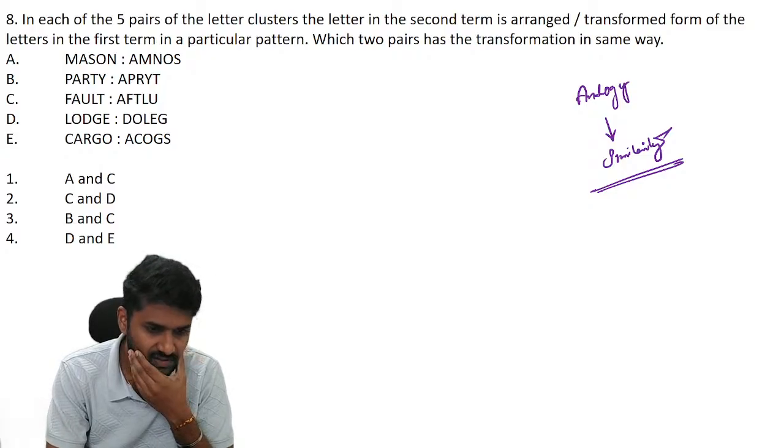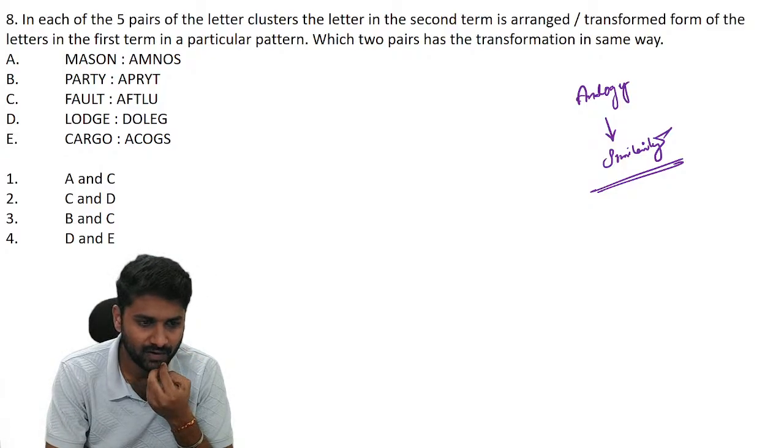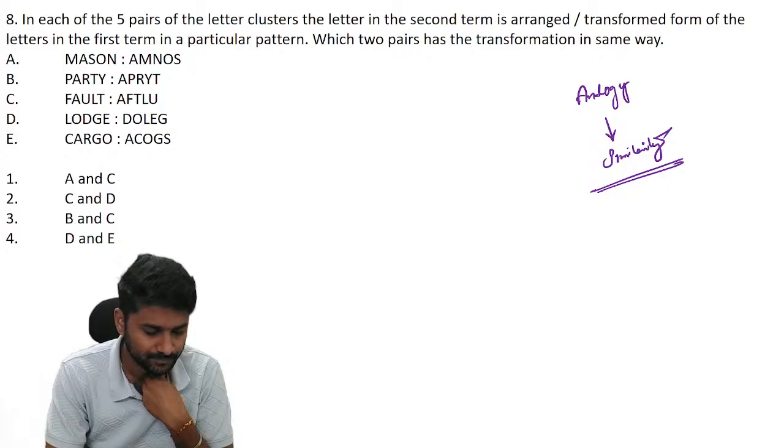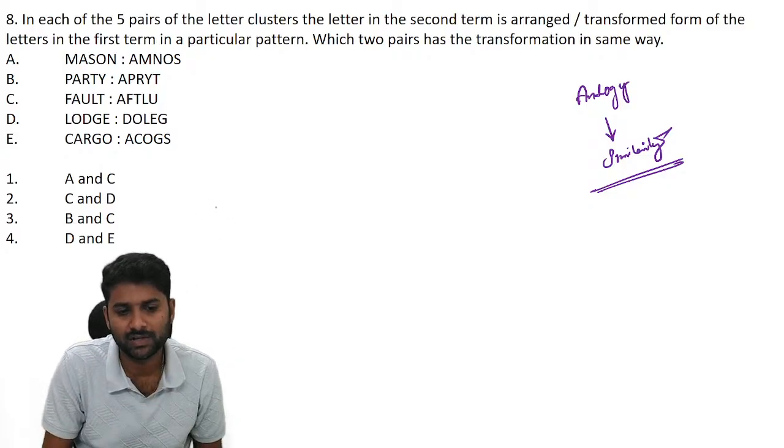Find the logic of each and every one. Definitely out of 5, 2 are similar in way. So what is the logic?